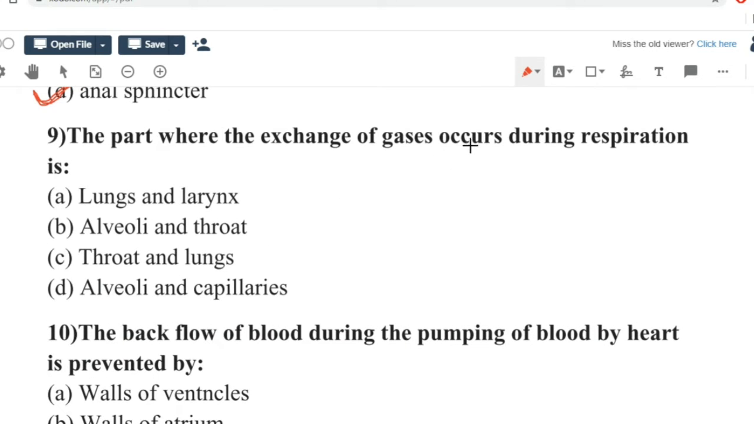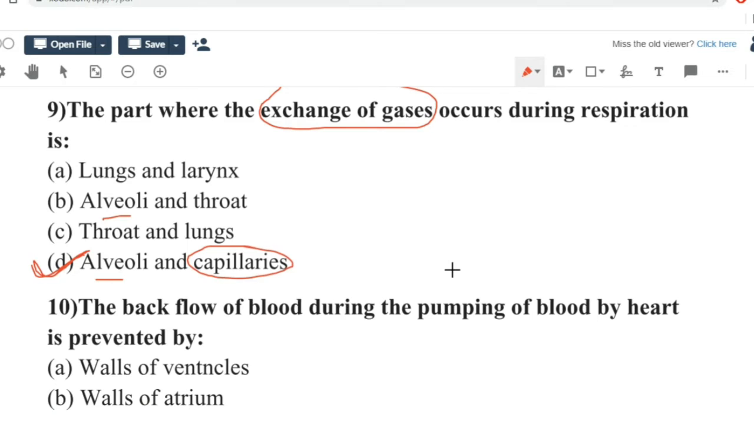The part where the exchange of gases takes place during respiration. We all know that exchange of gases takes place in the alveoli. Now alveoli is surrounded by a thick bundle of capillaries in order to increase the surface area for exchange of gases. So the answer is alveoli and capillaries.